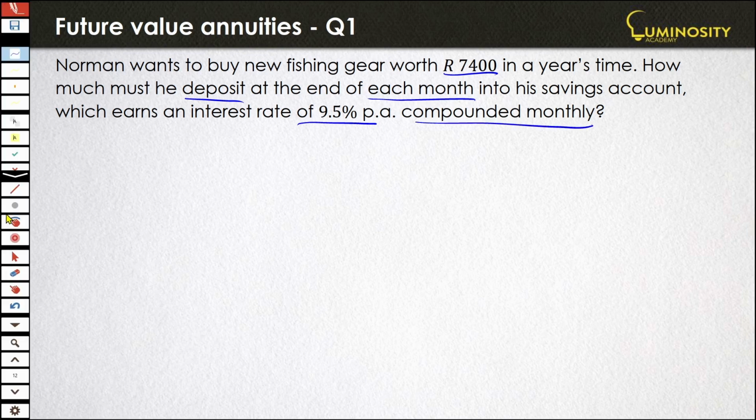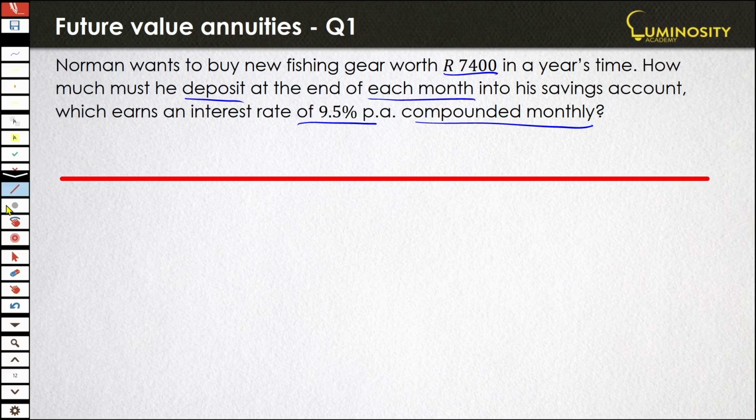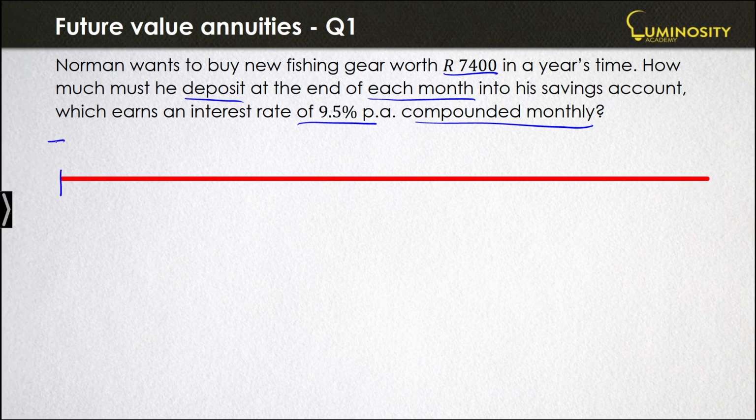Okay, so let's get a timeline together to visualize what's actually happening in this problem. I'll start off here at T0 and we'll see how far we go up to. Because we know we want it in a year's time and I'm compounding monthly, I'm going to have my last one being T12. So I'm going to have T1, T2, T3, all the way up to T11, T12.